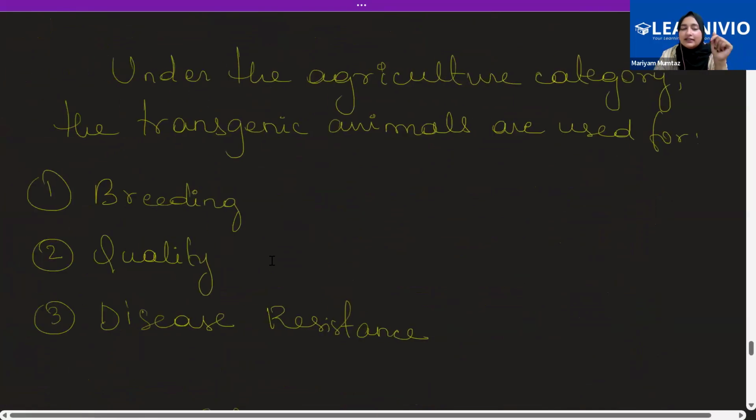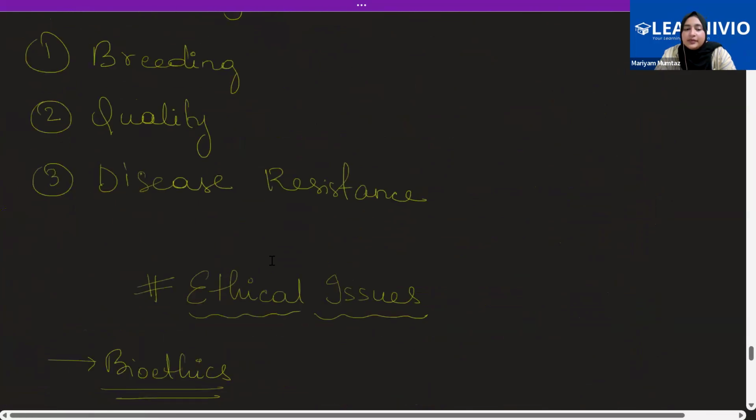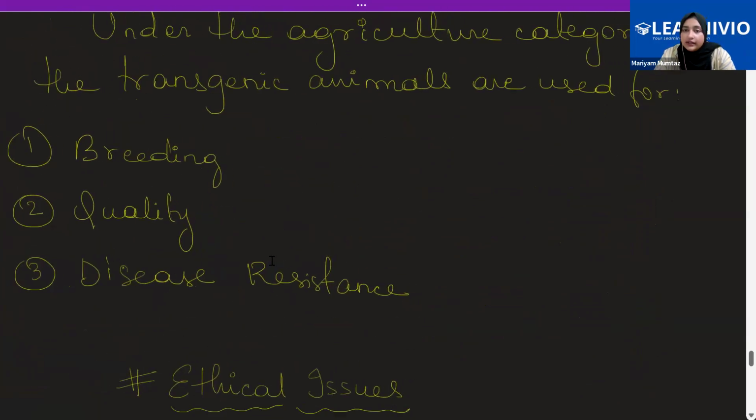And under the agricultural category, transgenic animals are used for breeding, for quality checking, and for disease resistance checking as well. This much is clear.